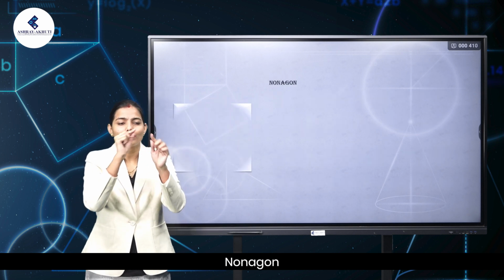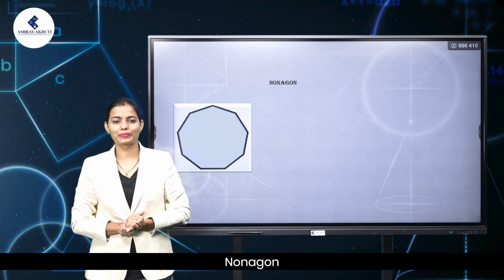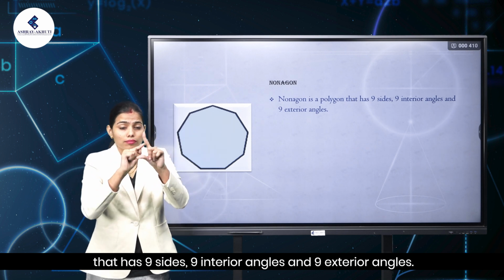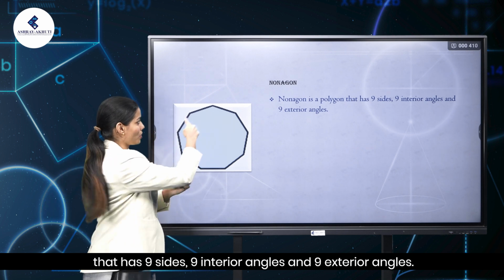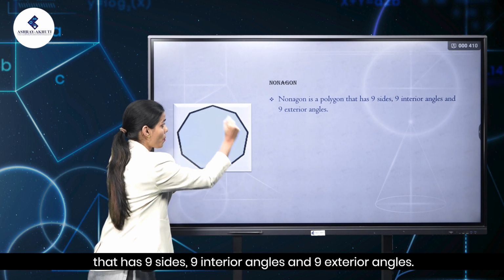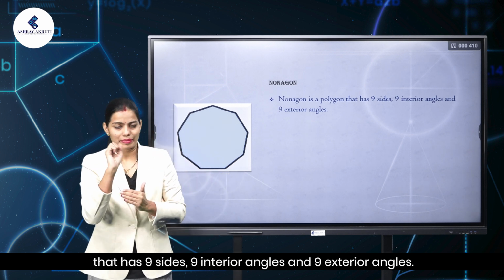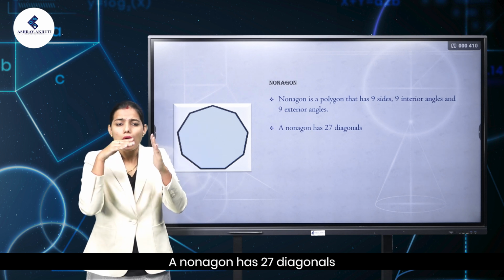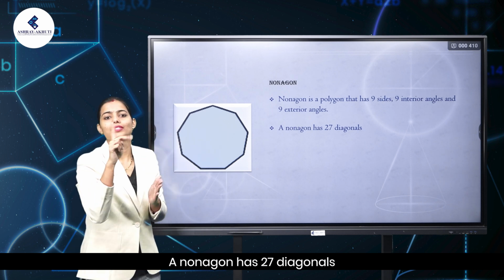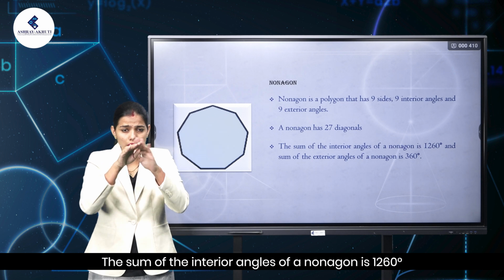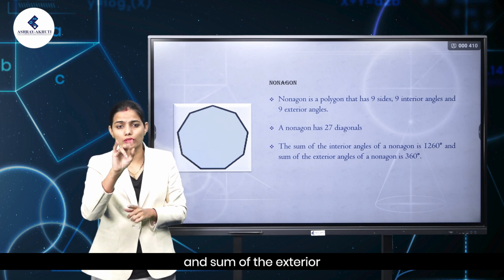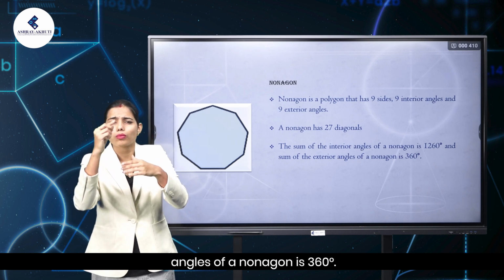Nonagon. A nonagon is a polygon that has 9 sides, 9 interior angles and 9 exterior angles. A nonagon has 27 diagonals. The sum of the interior angles of a nonagon is 1260 degrees and the sum of the exterior angles of a nonagon is 360 degrees.